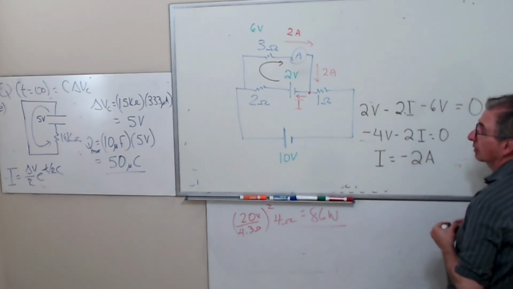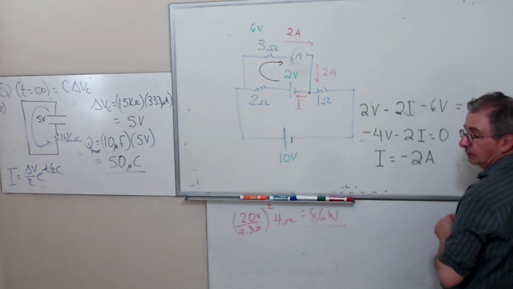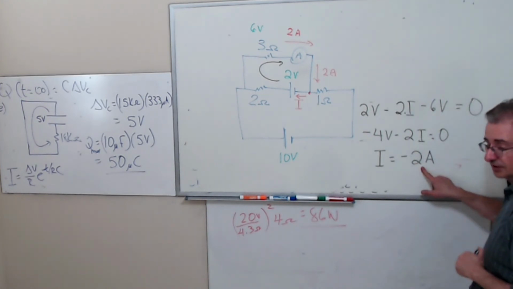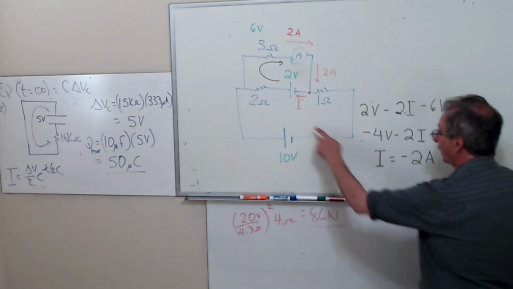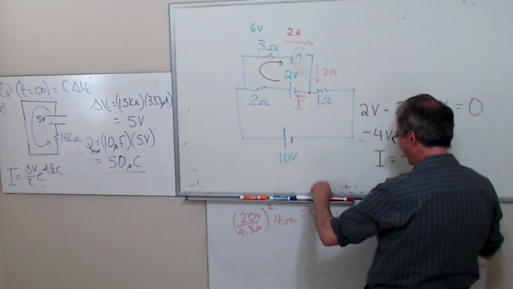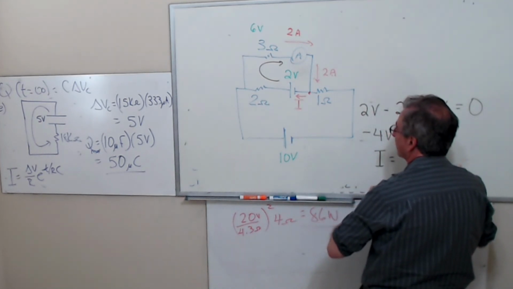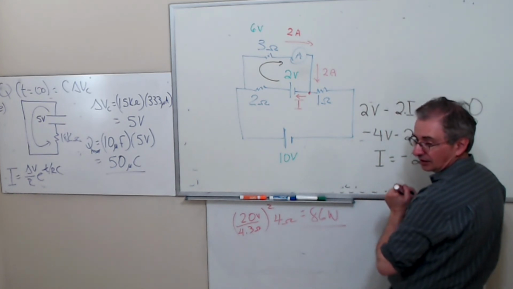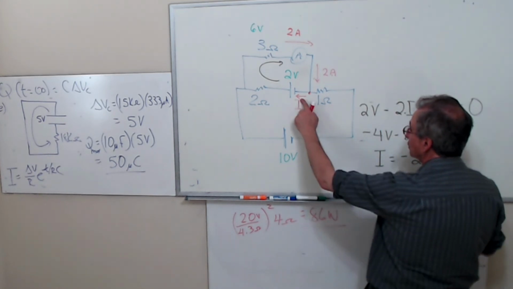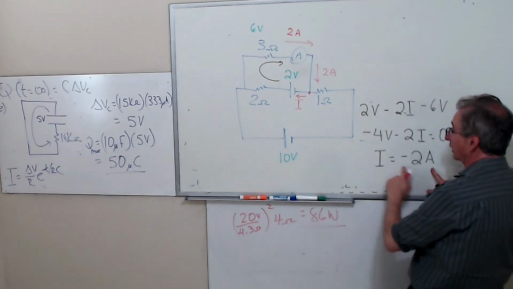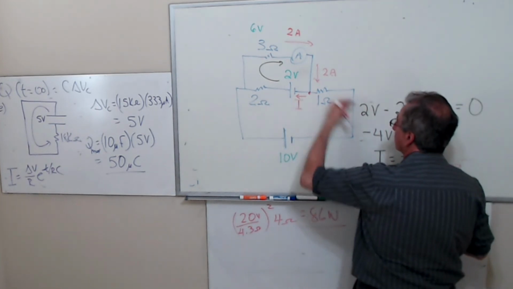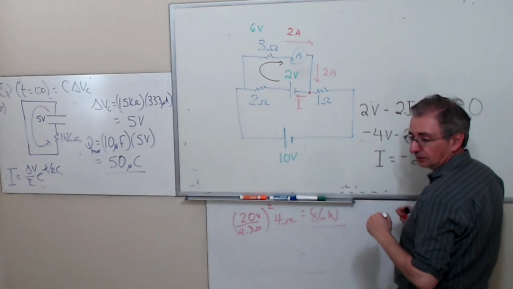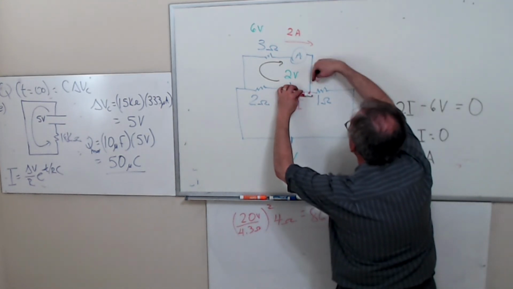Right? Does this make sense? Yeah. So I was wrong with this direction, right? Because I chose that direction, I got a negative sign for my current. That means my current is really to the right. So I have 2 amps going this way, 2 amps going this way.